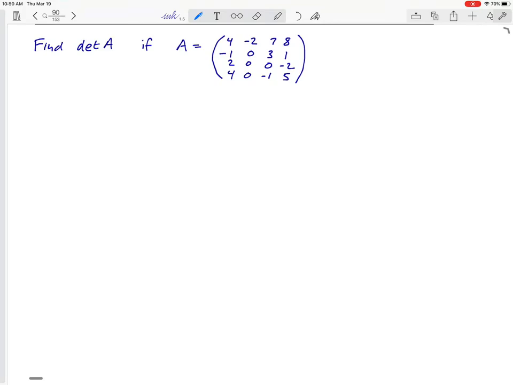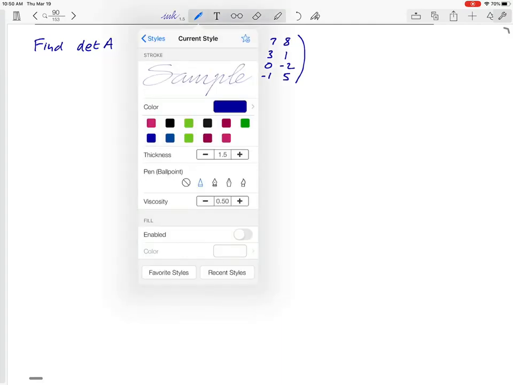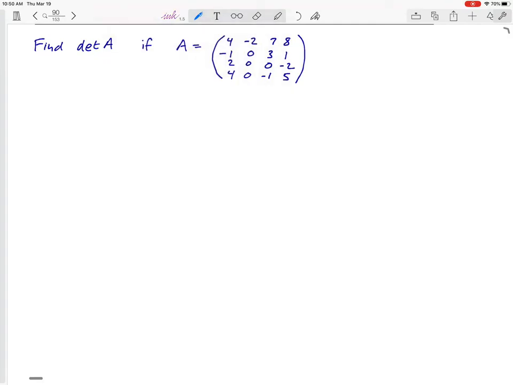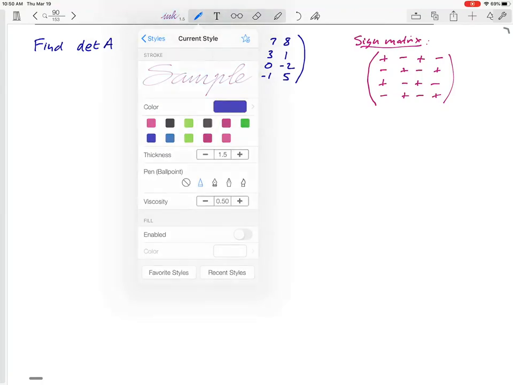It's going to be the same process that we use for the 3 by 3, in the sense that we're going to start by making a sign matrix. All right, so I'm going to go over here to the right. A sign matrix always starts with a plus in the upper left-hand corner and just alternates signs across rows and down columns. Okay, there's our sign matrix that goes with our 4 by 4.